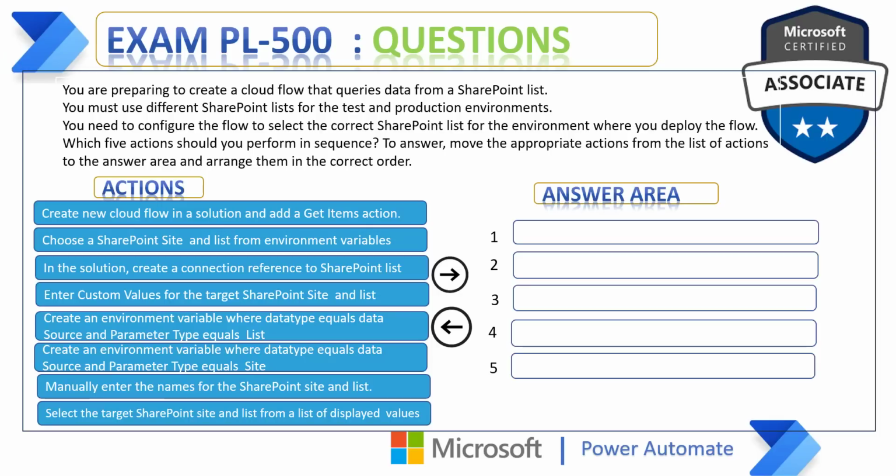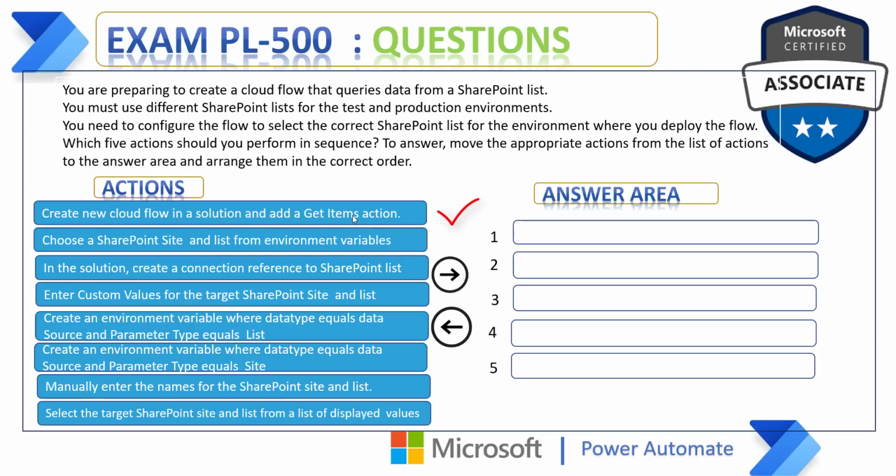Let me switch to the PL-500 question and there you can see we have 8 actions. Out of these 8 actions, we have to select 5 actions which we need to perform in sequence. Let me go through these actions one by one. The first action: create a new cloud flow in a solution and add a get items action.